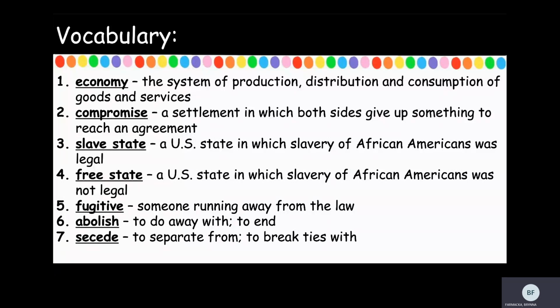Number 4 is free state. Free state is a U.S. state in which slavery of African Americans was not legal. Number 5 is fugitive. Fugitive is someone running away from the law. Number 6 is abolish. Abolish is to do away with something or to end it. Secede is to separate from something or to break ties with it.